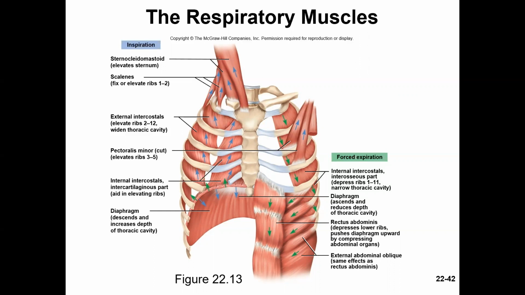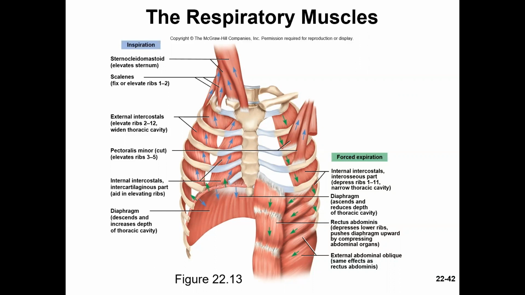We have the external intercostals that elevate ribs 2 through 12 and widen the thoracic cavity. We have the pec minor, which elevates ribs 3 through 5. We have an internal intercostal, the interchondral part, that aids in elevating the ribs as well, and then of course the diaphragm.